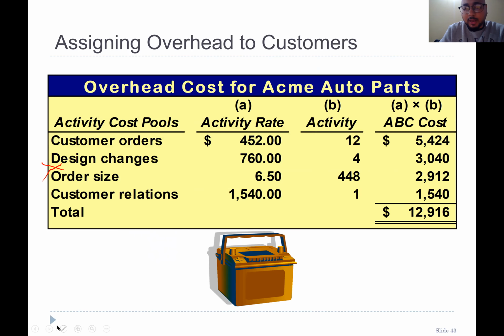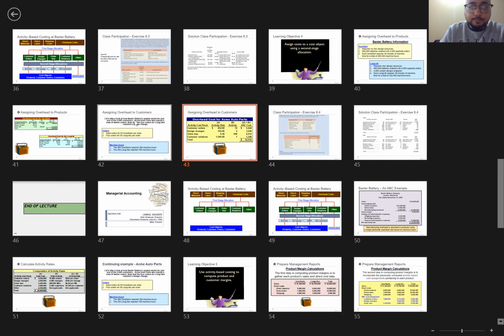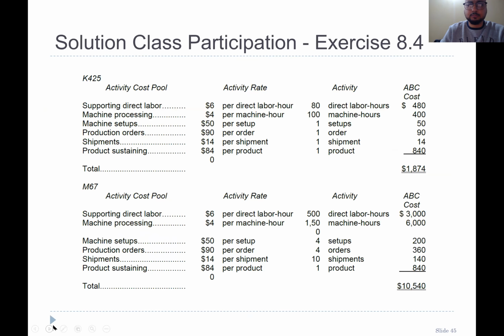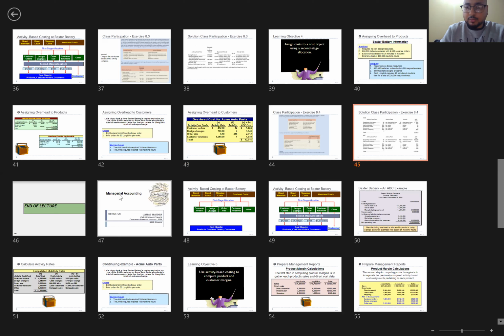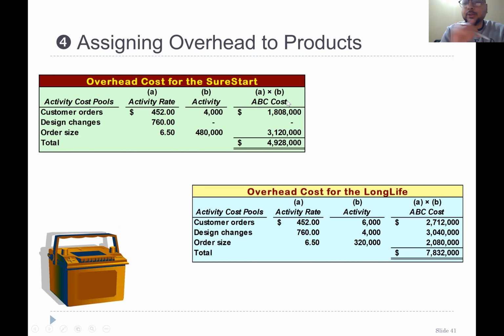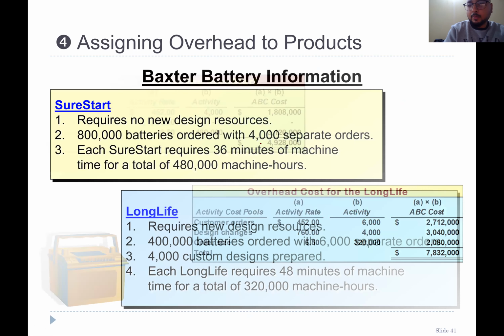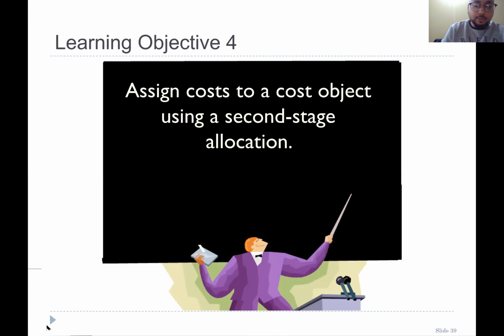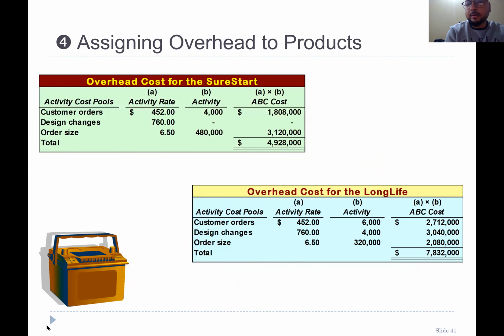If we want to apply it to short start, let's see that. Short start. Oh, sorry, here. No. Short start. Where are we? Here. See? So short start, 4,000 customer orders, and per unit customer order cost us $452. $452 multiplied by 4,000. Answer is 1.808 million.